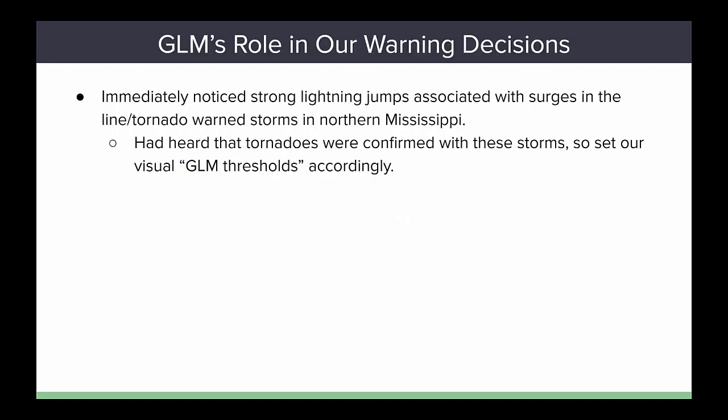How GLM played a role in our warning decisions with this case: for once, I was able to get in a couple hours before we got busy here. I immediately started looking at things upstream to our west, and I was able to notice strong lightning jumps in the GLM 1-minute data correlated with surges in the QLCS that had tornado warnings on them, and kind of just set my thresholds accordingly. We had heard that there were several tornadoes confirmed with these storms. So I said, okay, if this is what it looks like upstream, then I can expect these trends to continue given the environment.